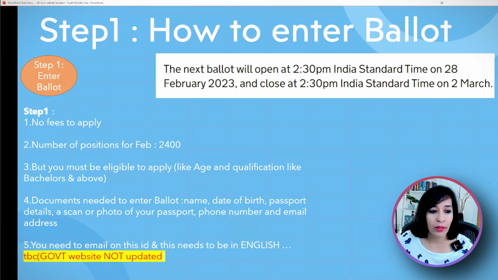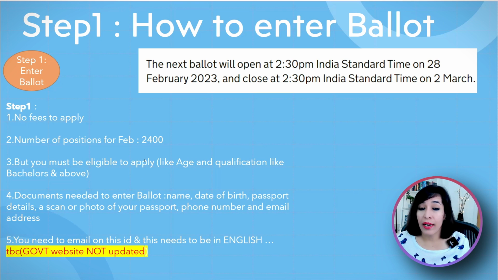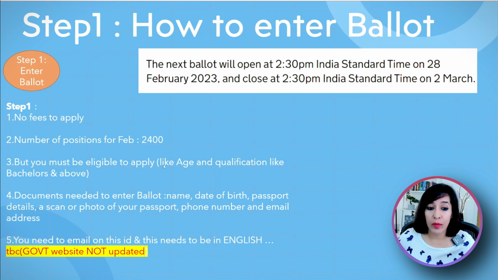Now, let's go back to the slide. So say you are eligible, you meet all the eligibility criteria. What are the documents you need for this step 1? You will have to send an email with details like name, date of birth, passport details, a scan or a photo of your passport, phone number and email details. That's it. And you need to email the ID which will be updated on the UK government website, and your email needs to be in English.